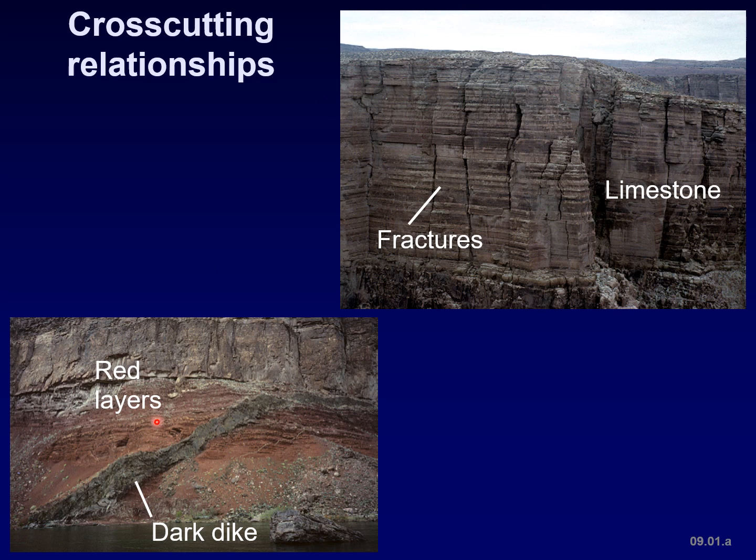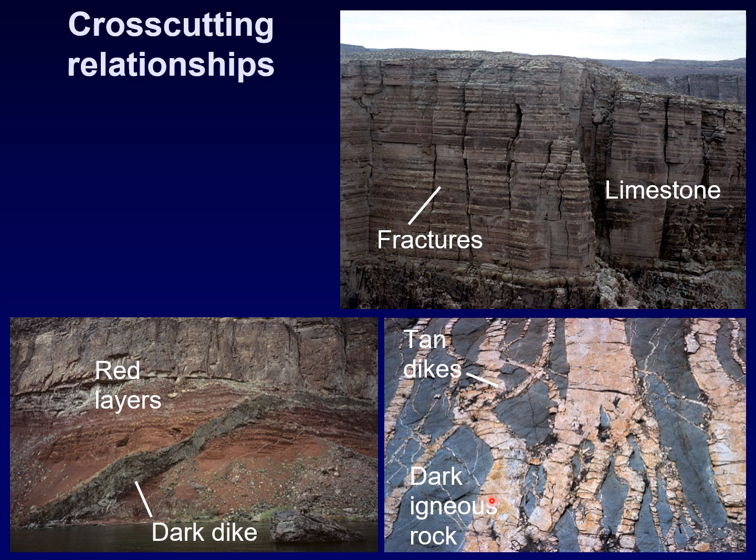So down here we have these red layers, and then we have this dark basalt dike here. And what this tells us is that the red layers were laid down first, right? Whatever these may be. And then at some point, this dark basalt made its way through. So we can confidently say that the red layers are older than the dark basalt.